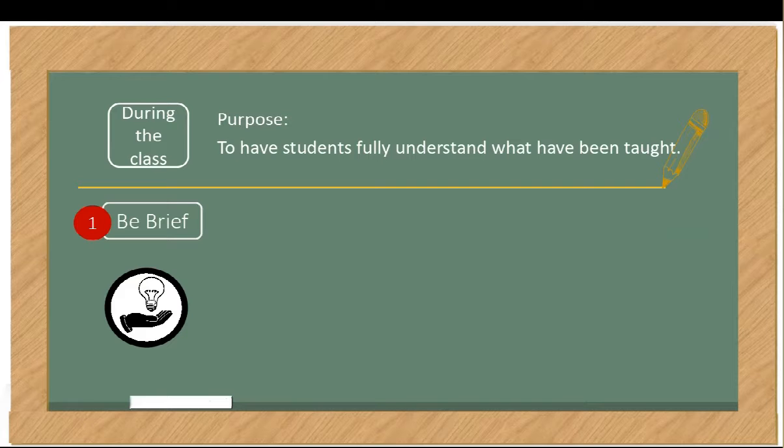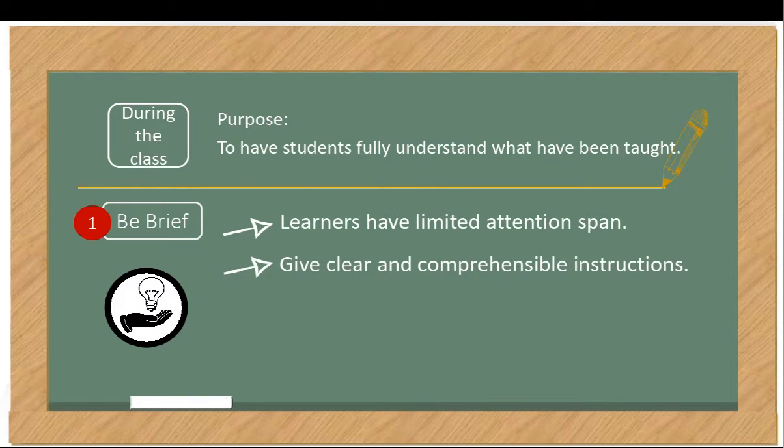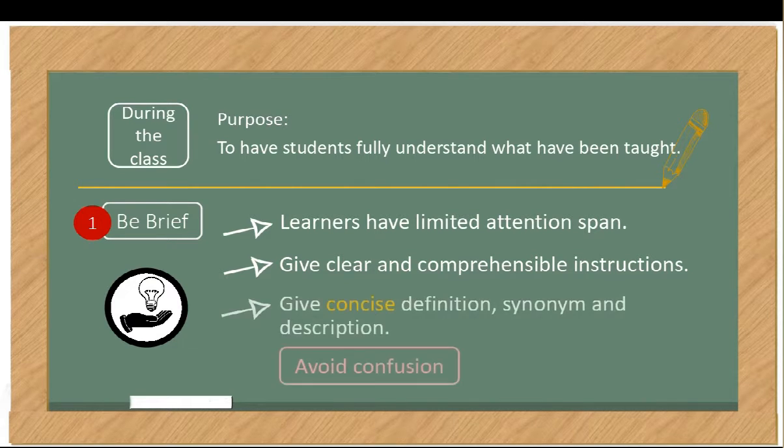Next, the lesson instruction aims to have students understand what has been taught. Number 1, try to be brief. Learners, in fact, have only a limited attention span. Keep your explanation as brief as possible. Students will understand well if you give clear and comprehensible instructions. Concise definitions, synonyms, and descriptions tend to be the most popular.